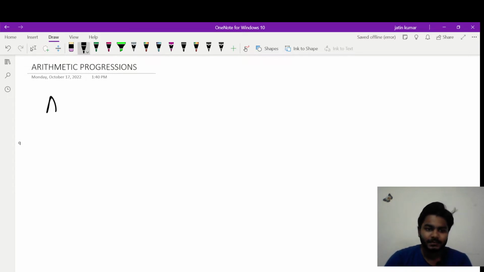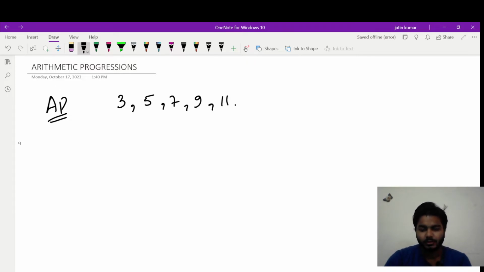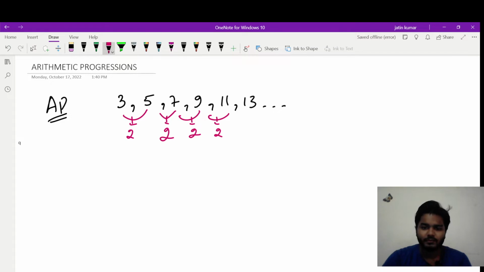So what is an AP? AP is a series of numbers in which the difference between every two consecutive numbers is the same. What do I mean by this? Let's understand it by an example. If I write 3, 5, 7, 9, 11, 13 and so on. Here if you observe, 5 minus 3 is 2, 7 minus 5 is also 2, 9 minus 7 is also 2, 11 minus 9 is also 2 and 13 minus 11 is also 2. So the difference is 2 throughout the series. So this is an AP.